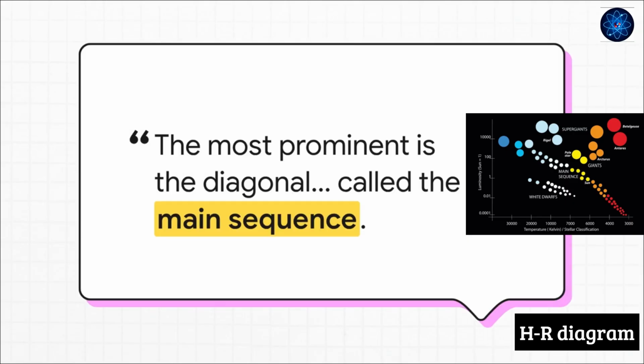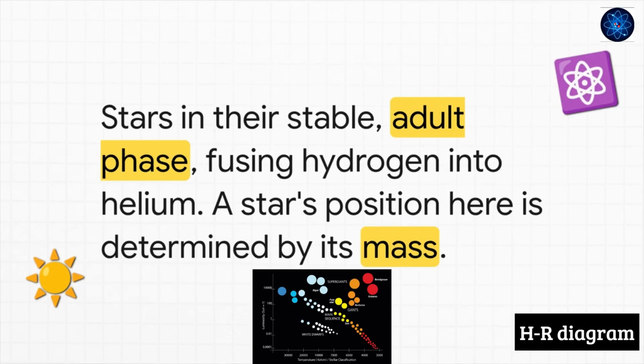The first thing you notice, the most dominant feature by a long shot, is this big diagonal band. It runs from the top left all the way down to the bottom right. That's the main sequence. And get this, it's home to something like 90% of all stars, including our sun. Think of these as stars in the prime of their life. This is their stable adult phase, just steadily burning through their fuel, fusing hydrogen into helium in their cores. The really hot, bright, massive ones hang out up in the top left, and the cooler, dimmer, less massive stars live down in the bottom right. And really, where a star lives on this street is almost entirely decided by just one thing, its mass.